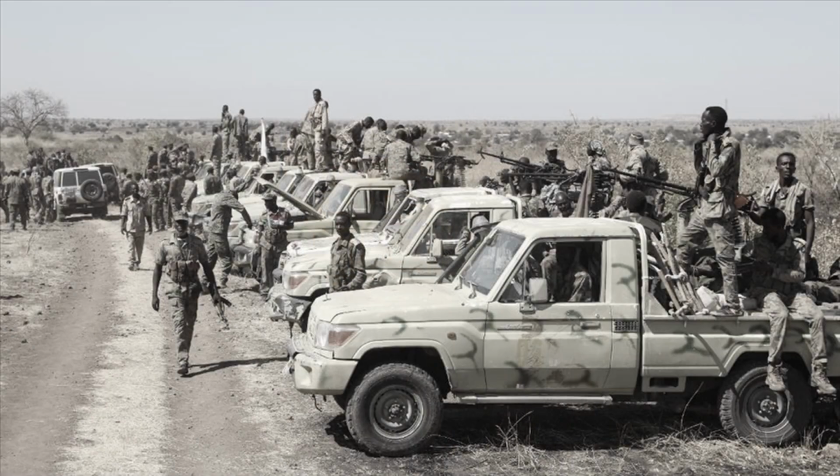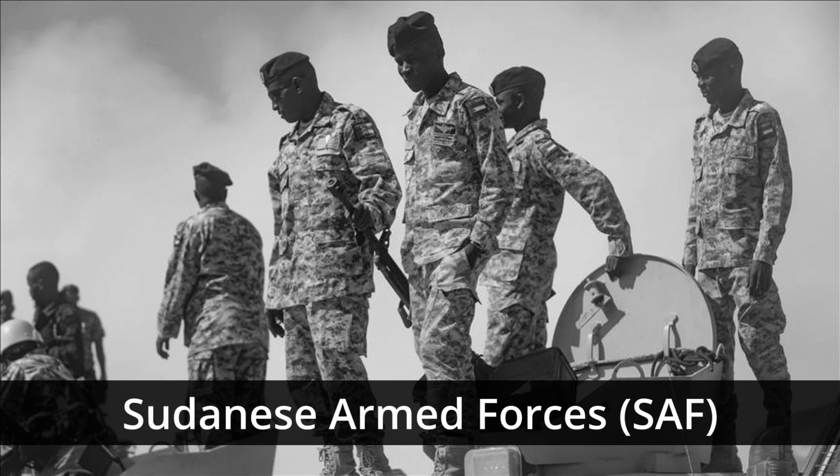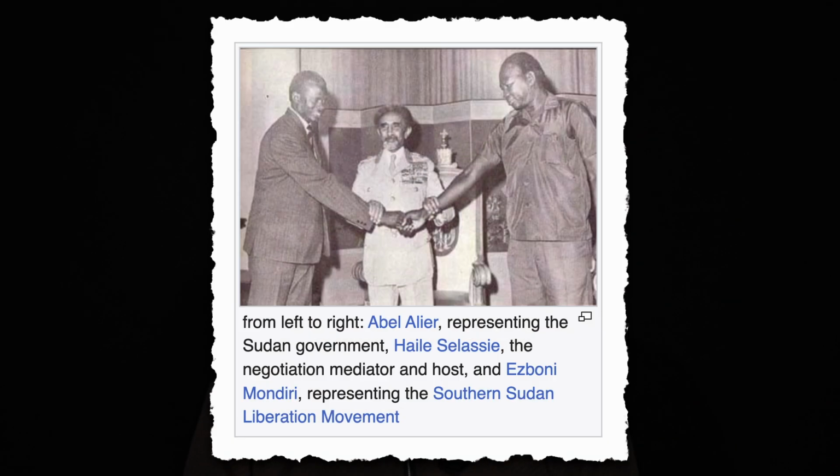During this time, Sudan's official army, the Sudanese Armed Forces or SAF, gained tremendous power, and it brought down leader after leader in military-led coups. This first civil war lasted for 17 years, killing hundreds of thousands and displacing millions. It ended with the Addis Ababa Agreement in 1972, granting limited autonomy to the South. But the peace was temporary.